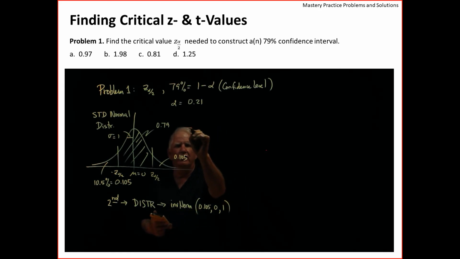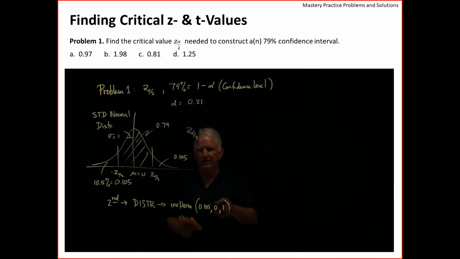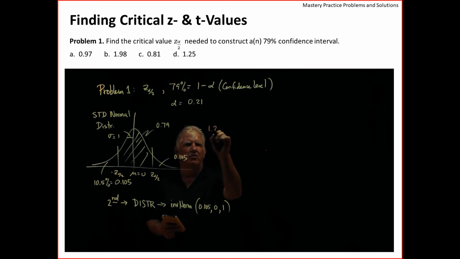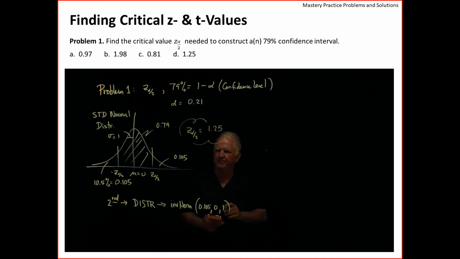anytime you calculate a critical value, you're going to calculate the positive value. So I'm turning the calculator on. I am going to second, distribution. I'm skipping down to inverse norm. It's asking me for the area, 0.105. It already has 0 and 1 loaded. And so I tell it to go, and it actually tells me minus 1.25, but as I've said, 1.25 is the answer that we're looking for here.